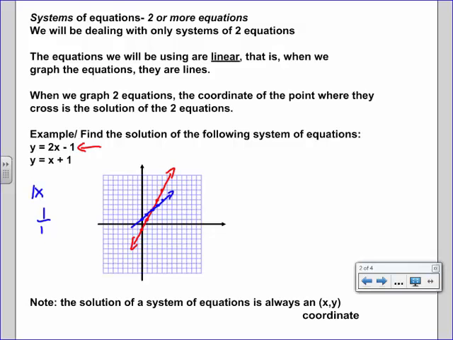And the point where they intersect is the solution. It's right there. And the solution is always an xy coordinate. It's always in the form x, y. So the solution of this then would be 2, 3. So by graphing, you found out where the two lines crossed, and that is the solution of your system of equations.